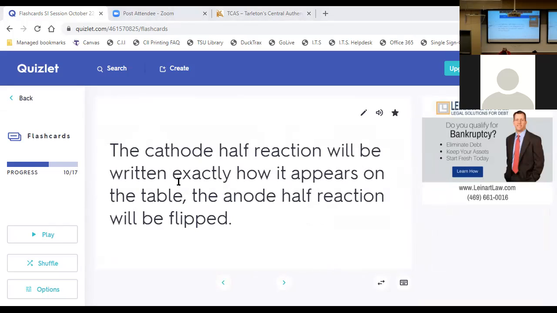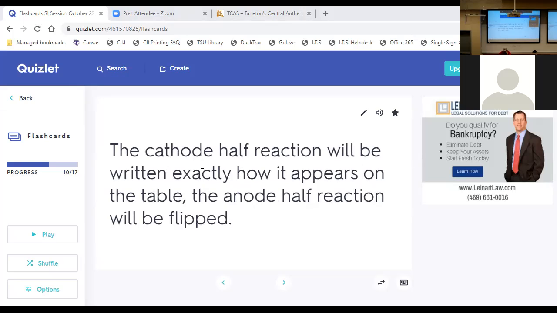And one of the equations is going to be written exactly how you wrote it, with the products on the left and the reactants on the right. And then the other equation is going to be written with the reactants on the left and the products on the right. And so if it's the second one, with the products on the left, then it's going to be your anode. It's going to be flipped from what you have. And if it's written exactly how you write it, it's going to be the cathode.